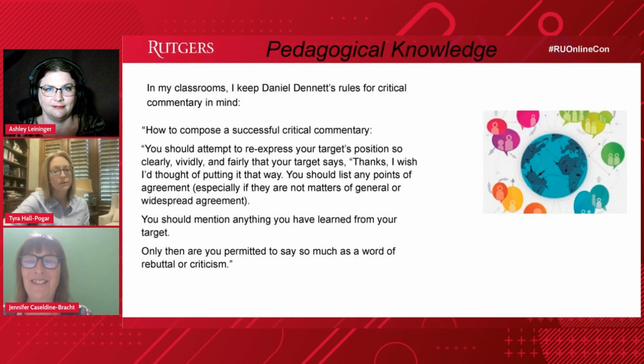So in my classrooms, I've got Daniel Dennett's rules for critical commentary in mind. We try to start off where everybody feels welcome and they feel like their participation matters and is important to us. So here's his quote: how to compose a successful critical commentary. You should attempt to re-express your target's position so clearly, vividly, and fairly that your target says, "Thanks, I wish I'd thought of putting it that way." You should list any points of agreement, especially if they're not matters of general, widespread agreement. You should mention anything you have learned from your target, the person you're engaged in conversation with. And only then are you permitted to say so much as a word of rebuttal or criticism.